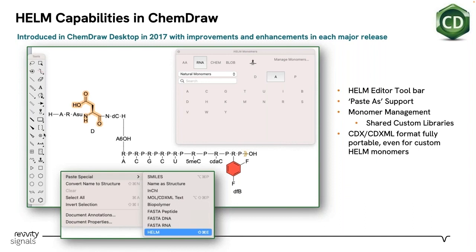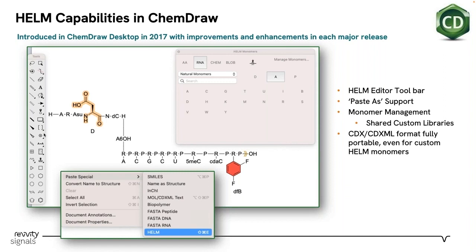You have full copy as and paste as support. So if you have a FASTA string or a HELM string, you can paste that directly into a ChemDraw canvas and render that sequence, provided that you have the monomers available in your monomer libraries. That brings me to monomer management.